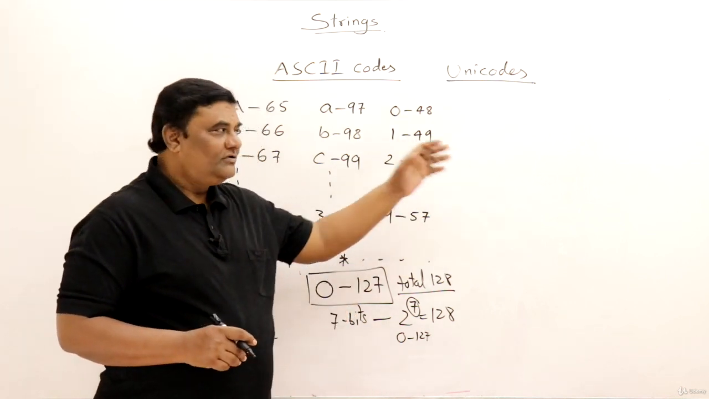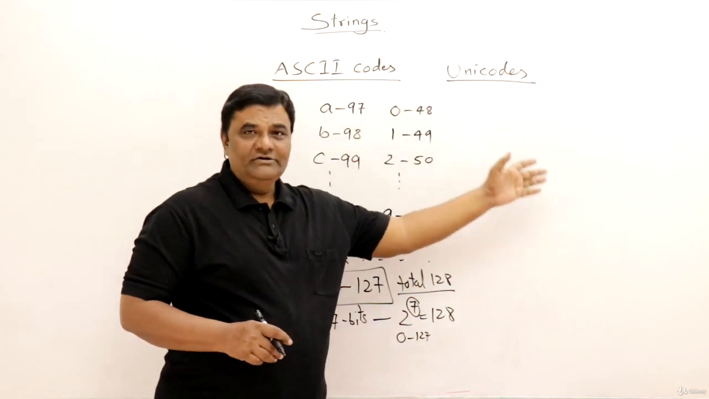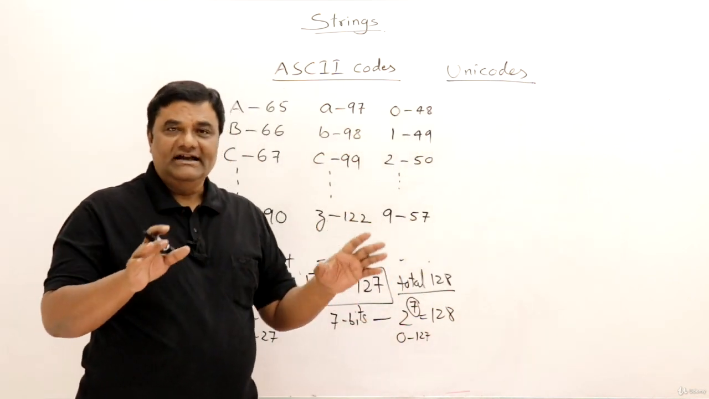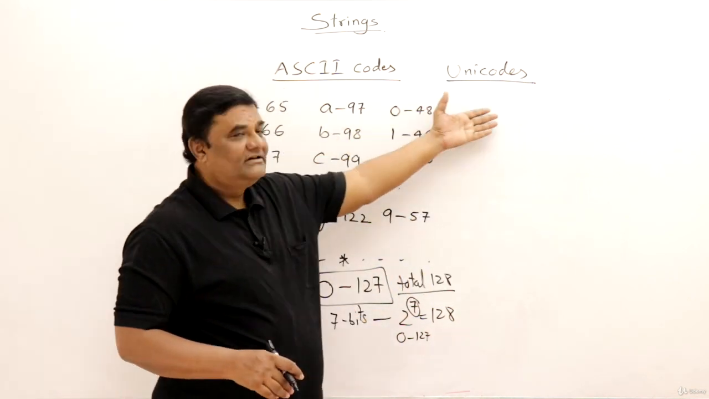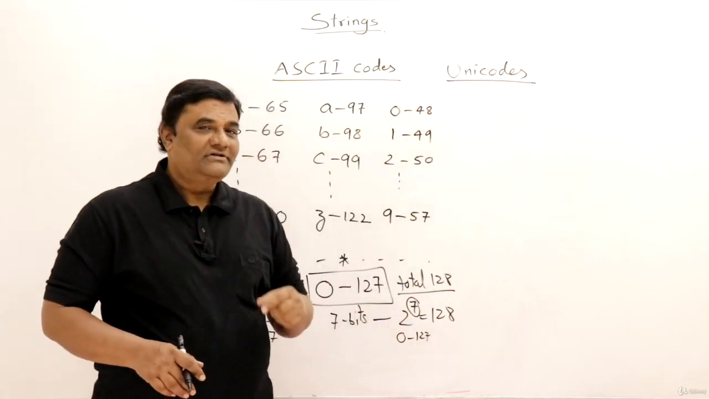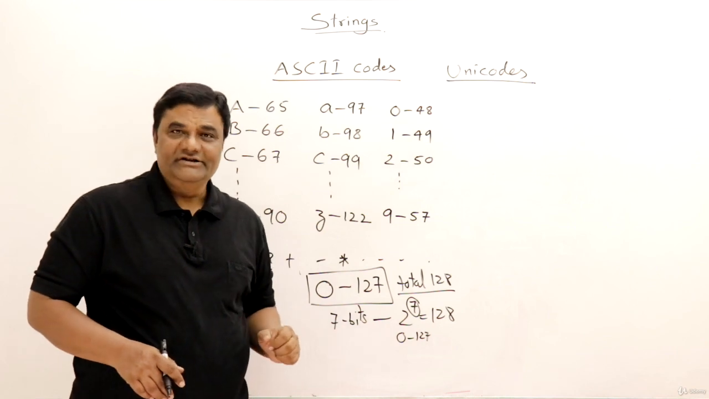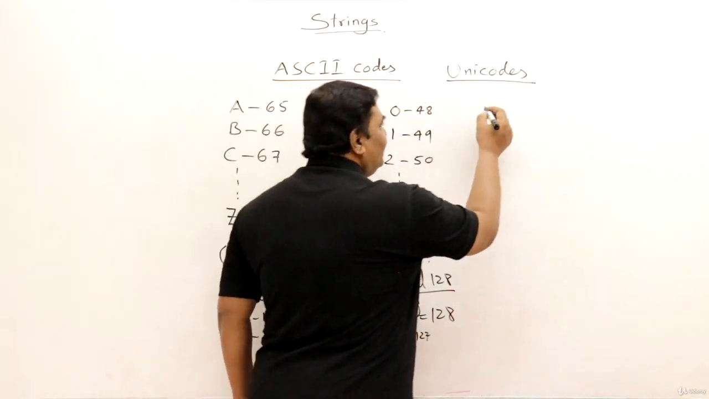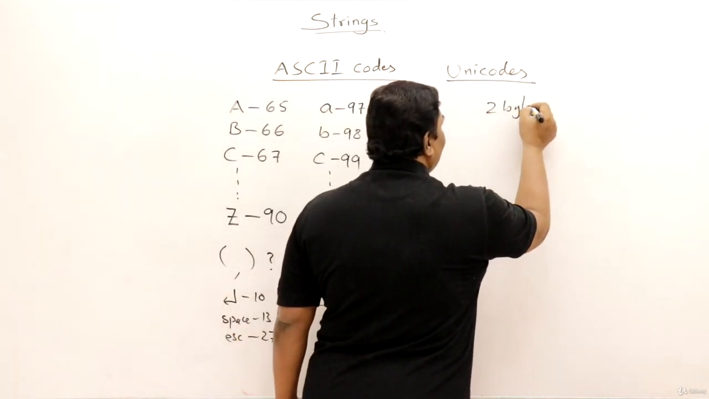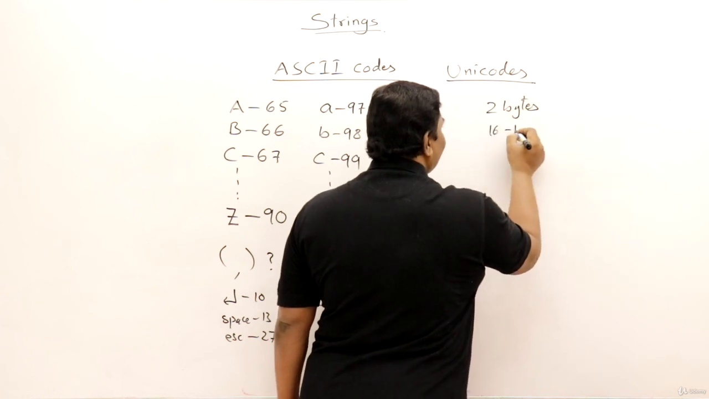Now I'll tell you a little bit about Unicodes. Unicodes are for all the languages. So ASCII codes become a subset of Unicode. English is also one of the languages, so it becomes a subset of Unicodes. Unicodes take 2 bytes of memory, that is 16 bits.